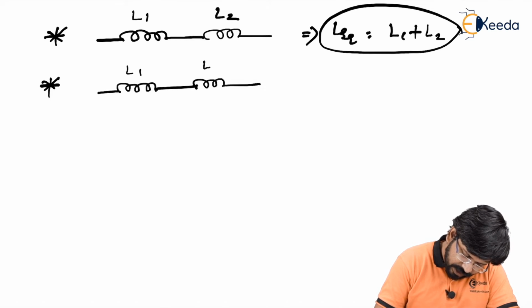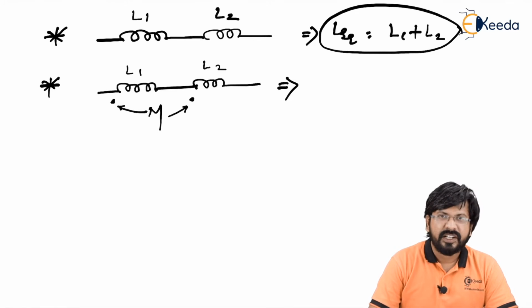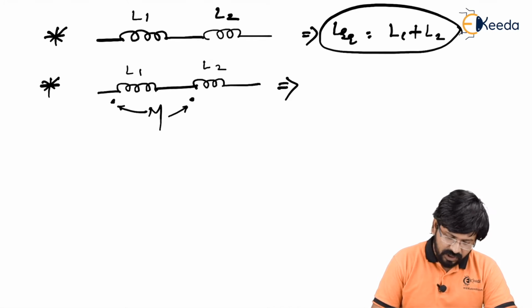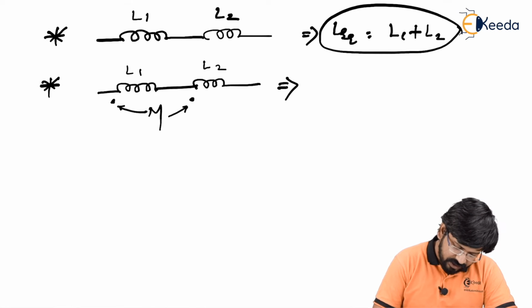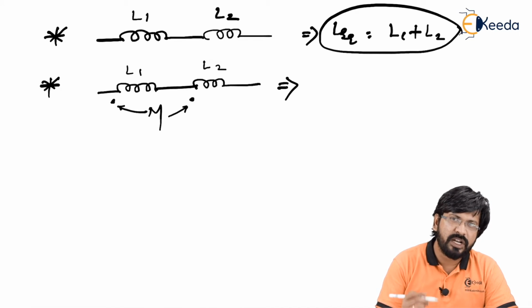L1, L2 along with some dot is given, what does that indicate? It indicates there is a mutual coupling between the same. In that case L equivalent will not be only L1 plus L2. Of course, L equivalent will have a part as L1 plus L2, but that's not the final answer. So the possibilities of these dots can be like this. I'll make you understand how to interpret these dots.